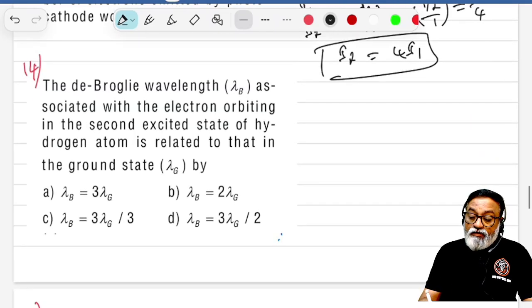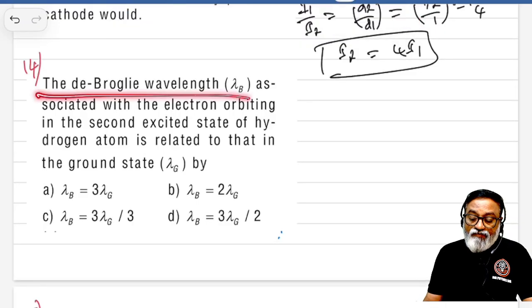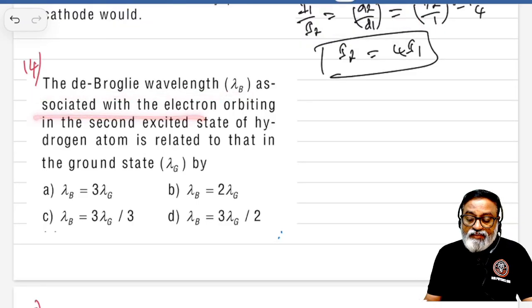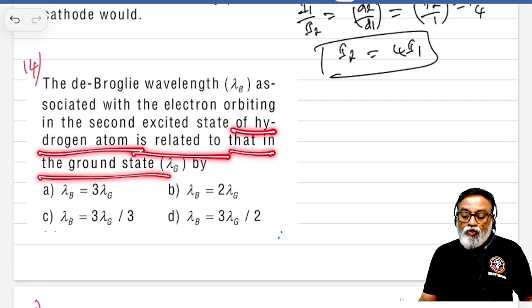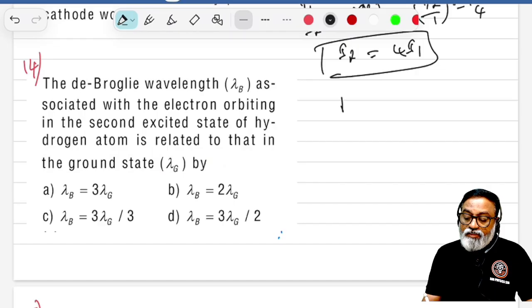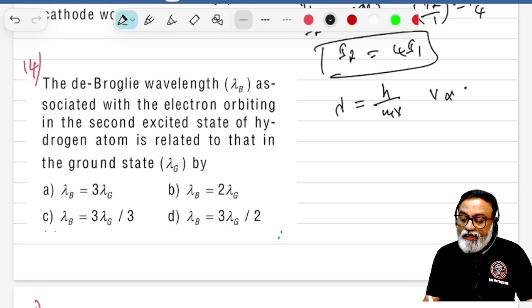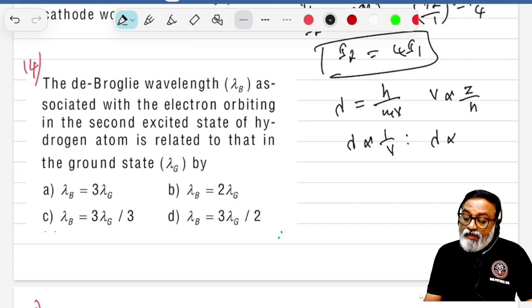Next one. This is a very important one. The de Broglie wavelength lambda b associated with an electron orbiting in the second excited state of the hydrogen atom is related to that in the ground state. So here lambda is equal to h by mv. This is the de Broglie wavelength. But velocity in the nth orbit v is proportional to z by n. Therefore, lambda is proportional to n. Therefore, lambda 1 by lambda 2 is equal to n1 by n2.